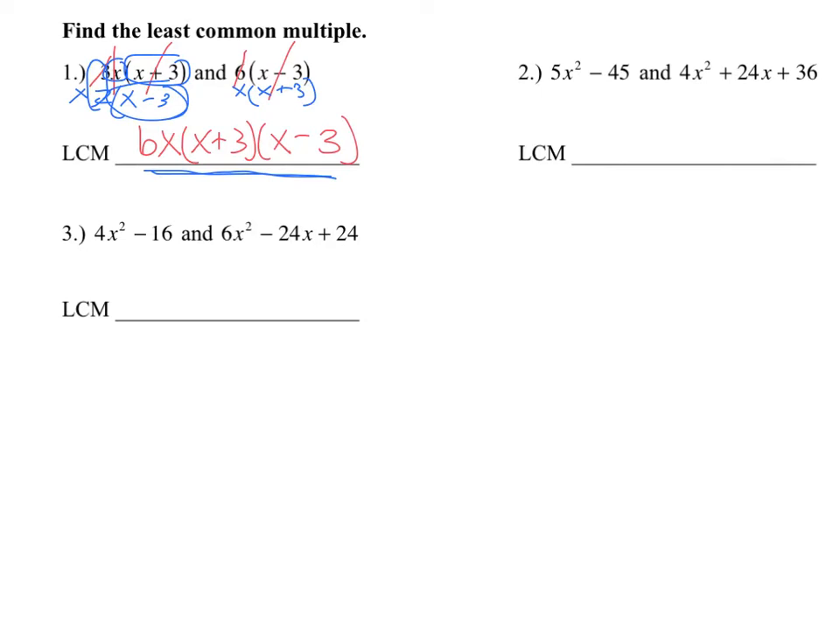For number 2, we want to start by factoring, get it down to its factors so we can see what factors they have in common and actually find the least common multiple. So for this first one, I'm going to factor out the 5 and make it 5 times x squared minus 9. And then we'll have x plus 3, x minus 3. Since it was difference of squares, there were 2 terms separated by subtraction, and x squared and 9 are both perfect squares. For the second one, you have to factor out the 4.